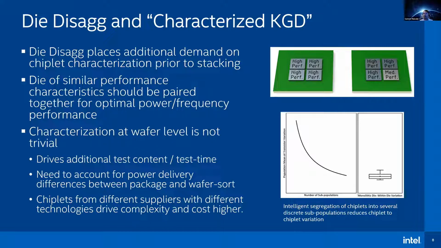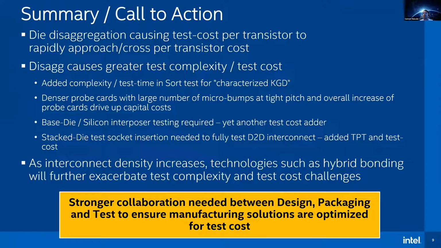All right, and I think with that, I will end with my last slide here with a summary and call to action. Again, die disaggregation is causing test cost to rapidly approach or cross per transistor cost, which is a problem, because you never want to be in the space of test being more expensive than the actual design. We've seen how disaggregation is causing a lot of complexity in our test space, a lot of cost increase in our test space.